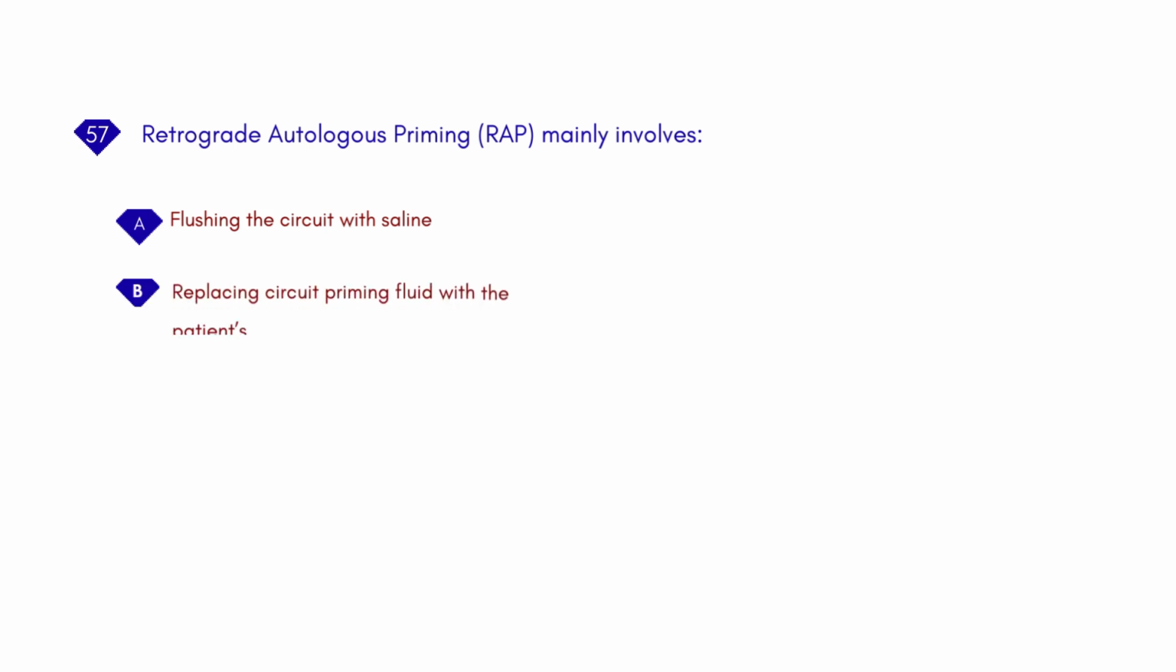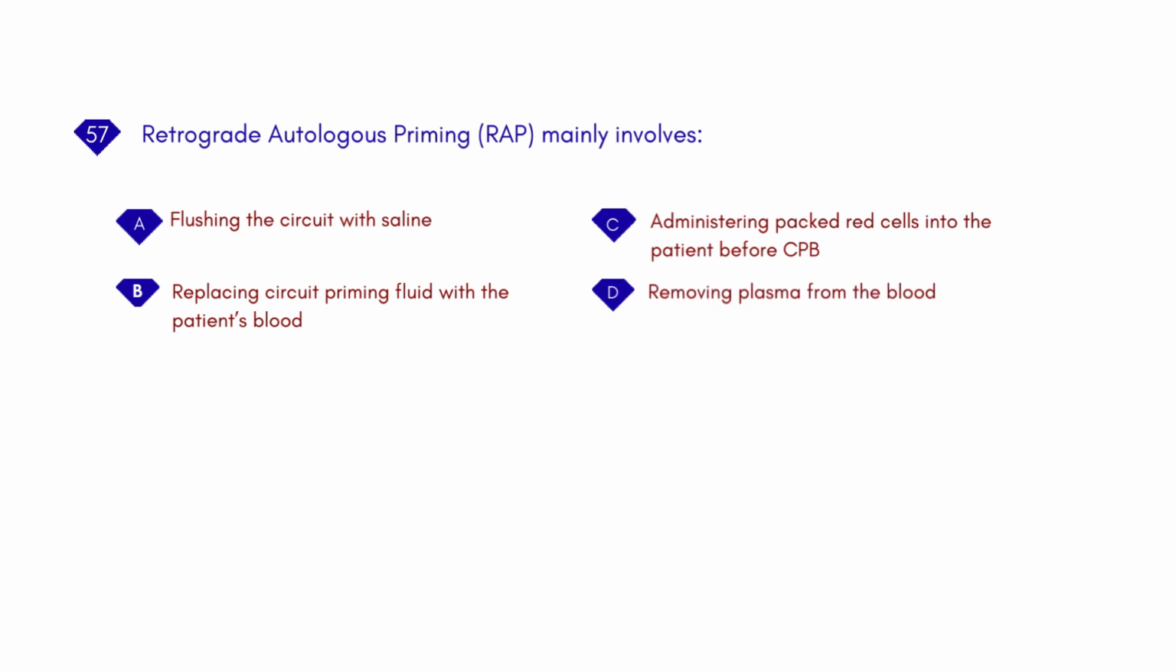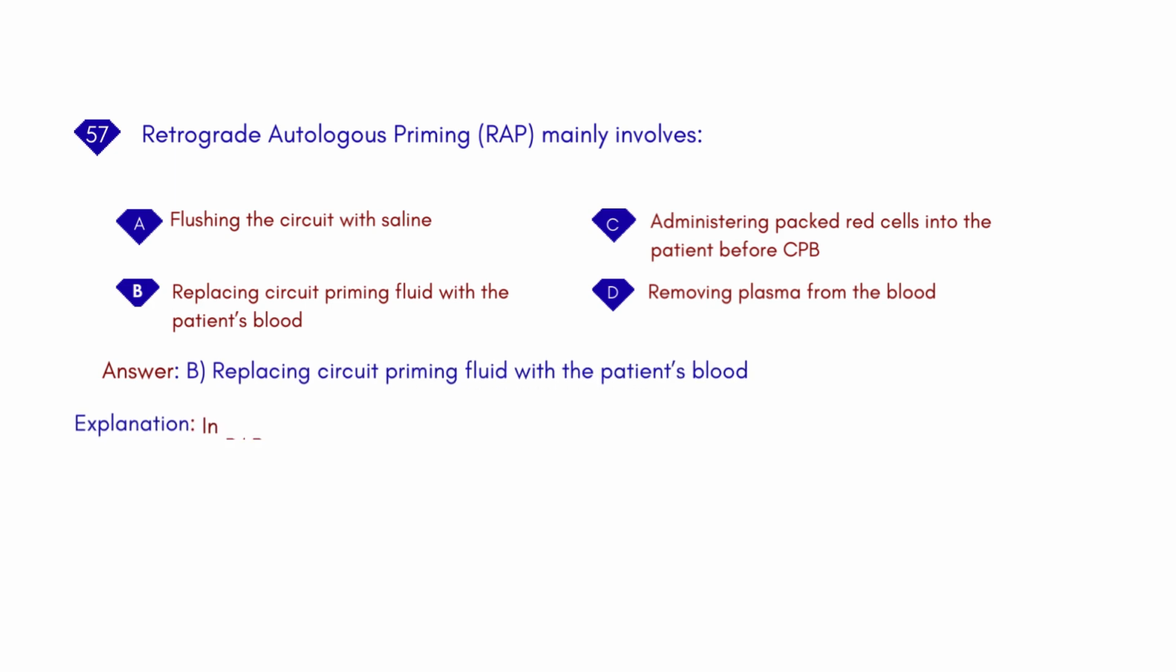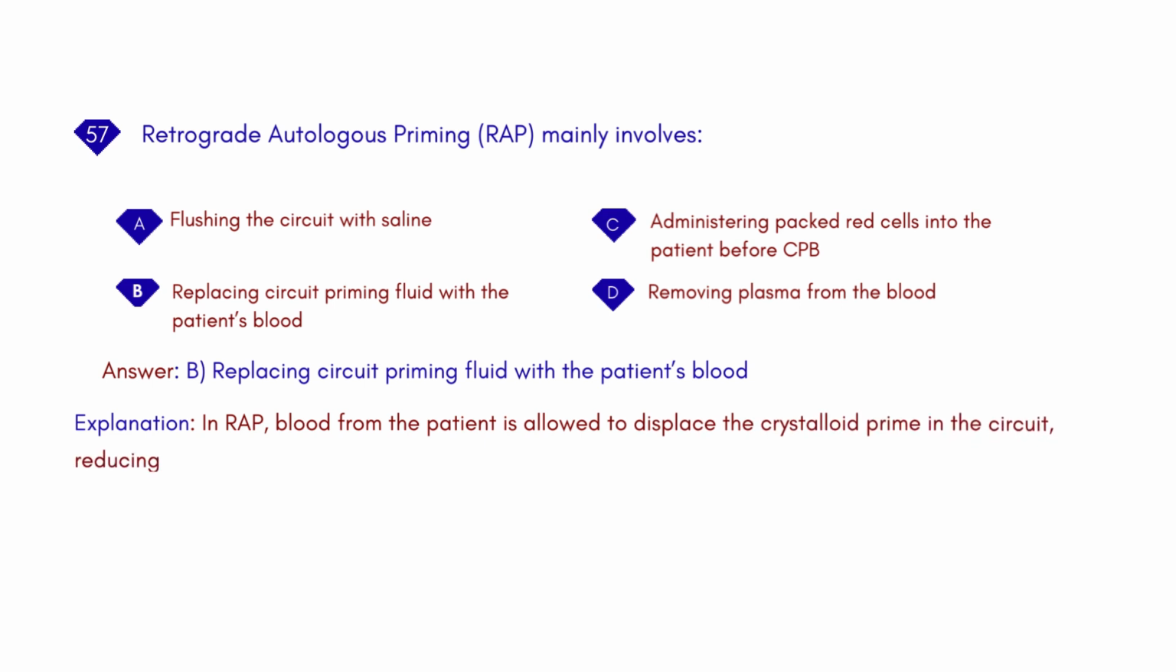Retrograde autologous priming, RAP, mainly involves A. Flushing the circuit with saline. B. Replacing circuit priming fluid with the patient's blood. C. Administering packed red cells into the patient before CPB. D. Removing plasma from the blood. Answer: B. Replacing circuit priming fluid with the patient's blood. Explanation: In RAP, blood from the patient is allowed to displace the crystalloid prime in the circuit, reducing hemodilution and maintaining a higher hematocrit at the start of CPB.